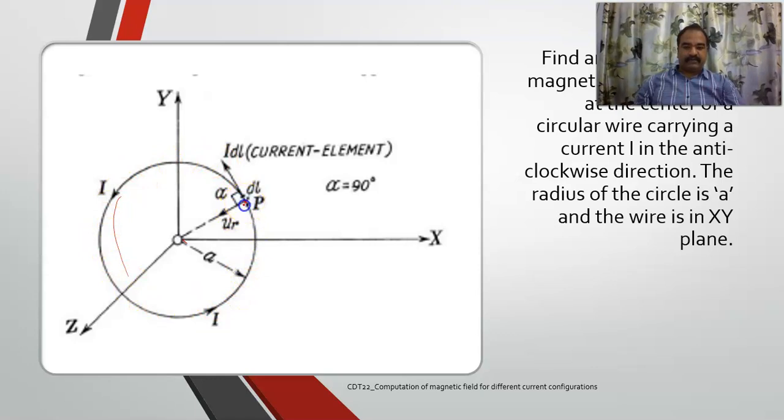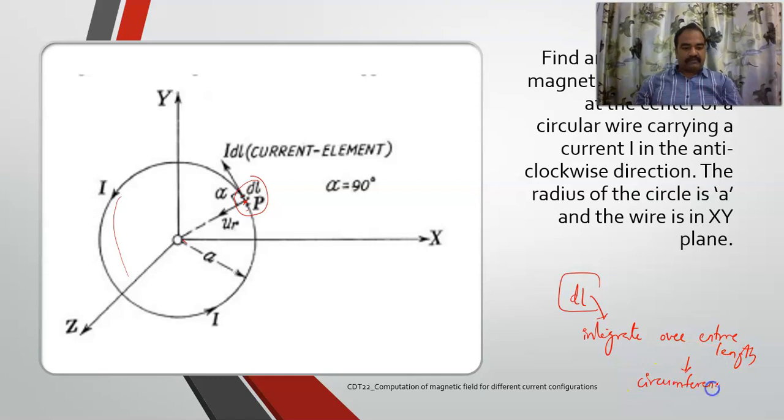If I consider a point P, I'll integrate it over the entire thing. I'll consider a small differential element dl and then integrate it over the entire circumference of the circle. So I'll consider a dl and next integrate it over the entire length. Here, what is the entire length of the wire? It is nothing but the circumference of the circle.